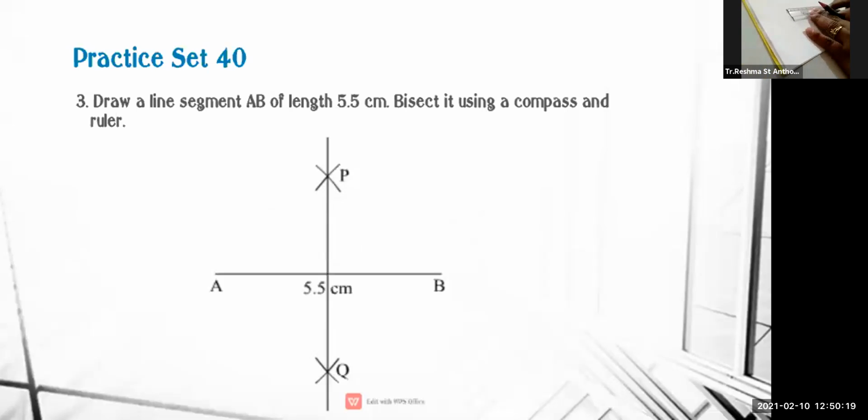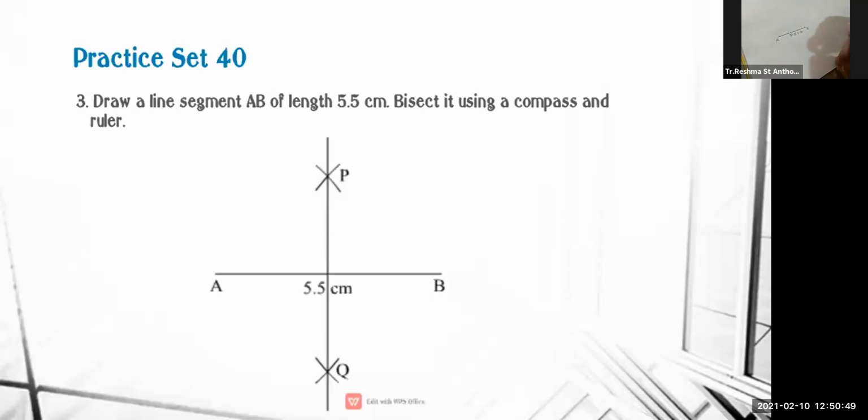Now first you have to draw a line of measurement 5.5. The measurement is given, so you have to take a line that is of 5.5 only. From 0 to 5, and then 5 points more. So 5.5 you have to construct a line. Name of that line is AB. How much measurement you have taken? 5.5 centimeter. So you have to write all that thing. AB is a line of 5.5 centimeter. With the help of the compass, you have to bisect it.